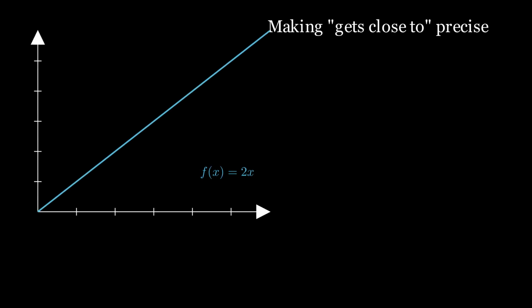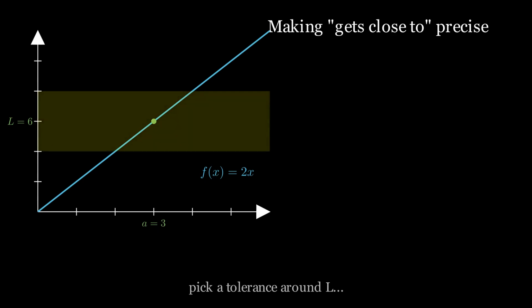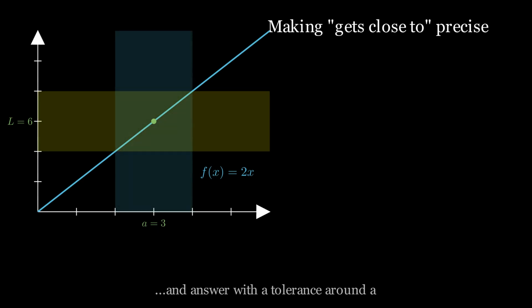Take a simpler function, f of x equals 2x. As x approaches 3, f obviously approaches 6. So a is 3 and L is 6. Now here's the game. You pick a tolerance around L, any tolerance, however tight, and call it epsilon. That's the yellow band. My job is to answer with a tolerance around a, call it delta, the blue band, narrow enough that any x inside it gets sent into your yellow band.